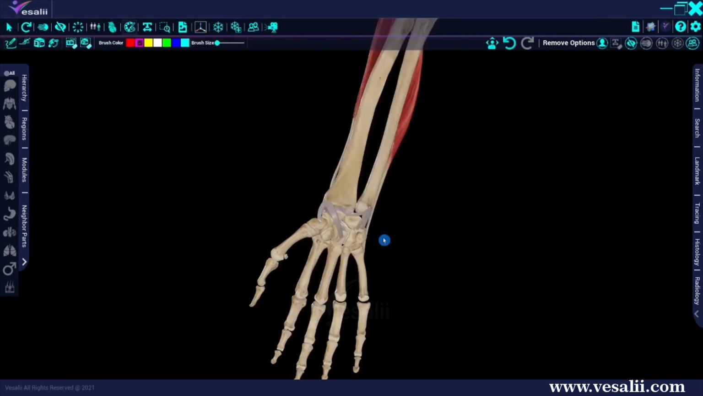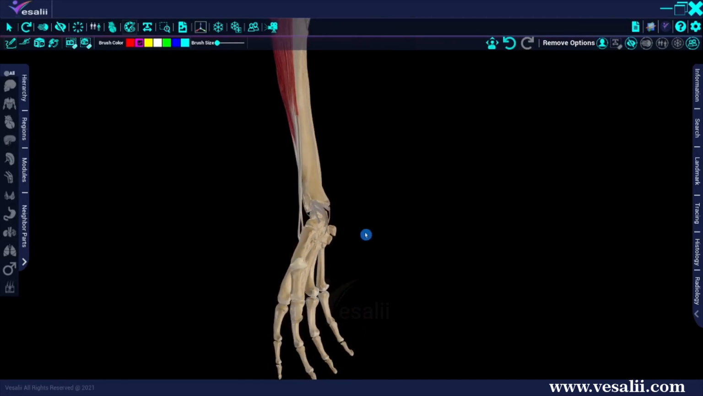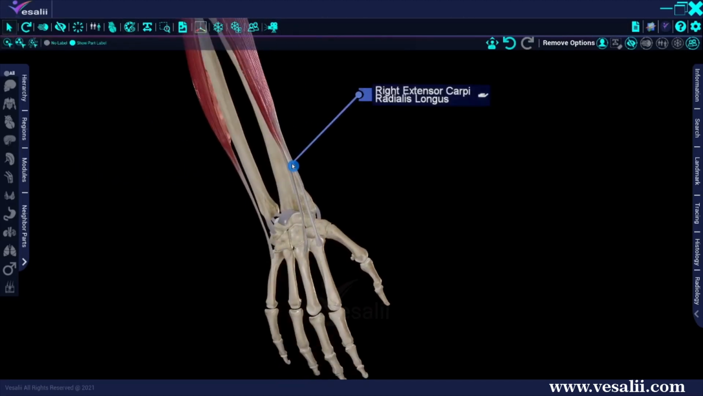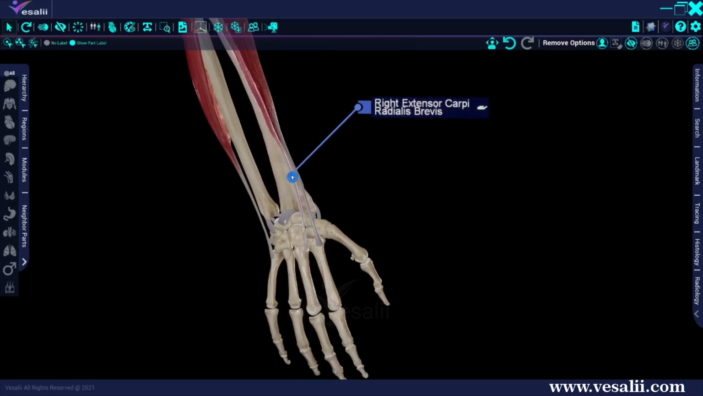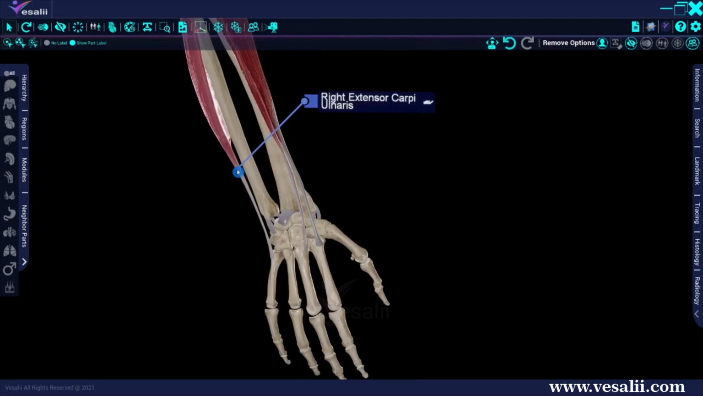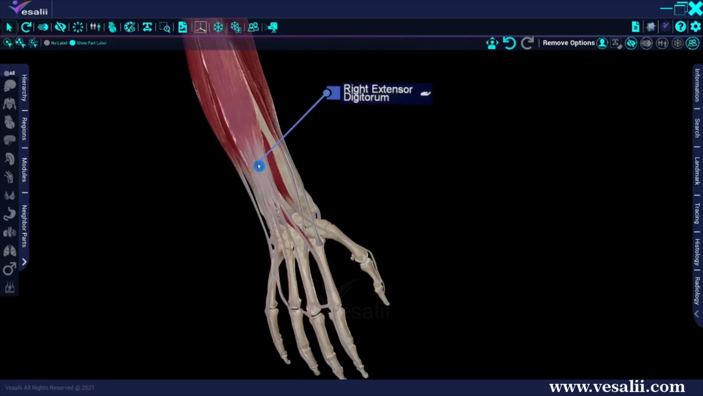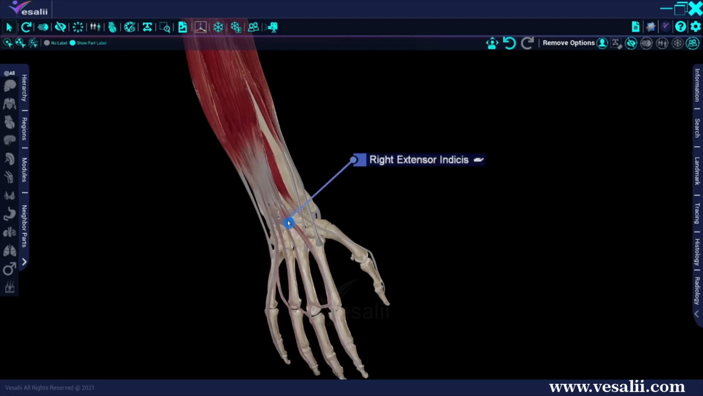Extension is tilting the hand toward the dorsum of the hand, and it is mainly performed by extensor carpi radialis longus, extensor carpi radialis brevis, and extensor carpi ulnaris, with some assistance from extensor digitorum, extensor indicis, extensor digiti minimi, and extensor pollicis longus.